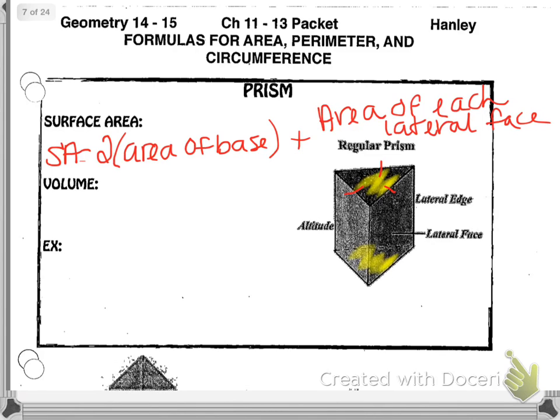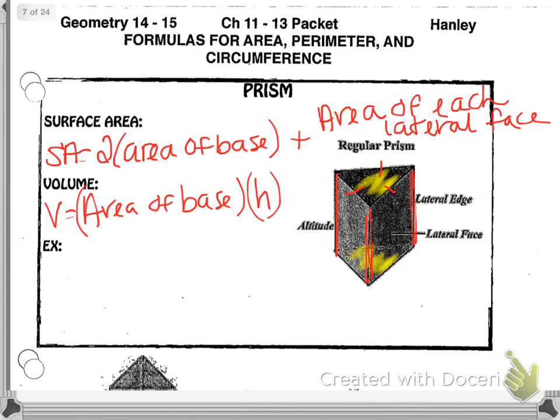Okay, for volume, we are finding the area of the base. Volume this time is with a V, so area of the base, and you're going to multiply that by the height, okay? And so height here could be this altitude on the right-hand side. All three of these pieces should be the same height if it's truly a prism, okay?